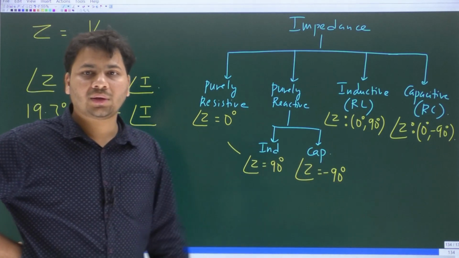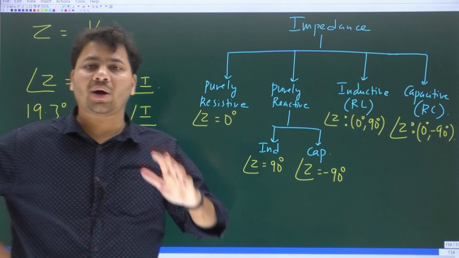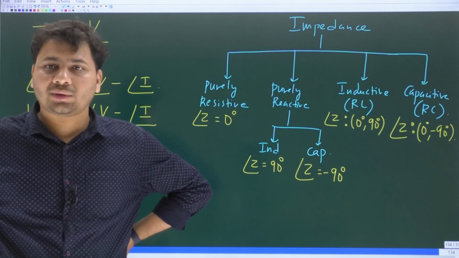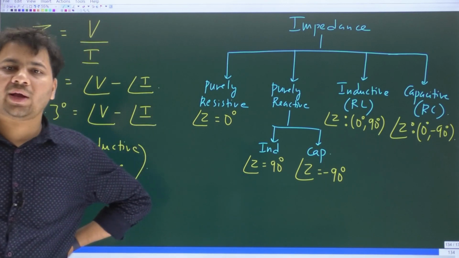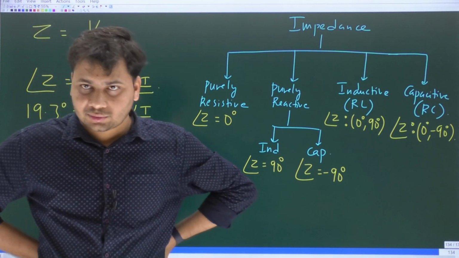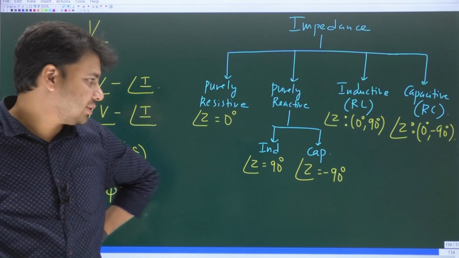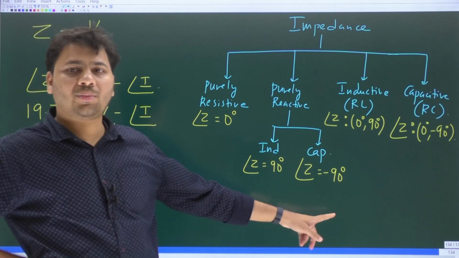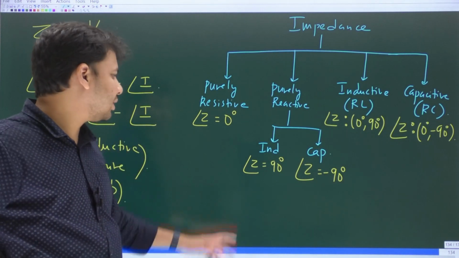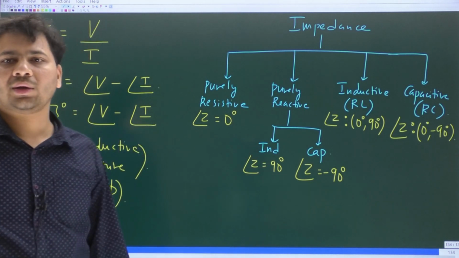So from this diagram, can you tell me what is the range of possible values for the angle of impedance? Please type in the chat box. What is the most negative value possible? Minus 90 degrees, when it is purely capacitive. Yes. What is the most positive value possible? Plus 90 degrees, when it is purely inductive.